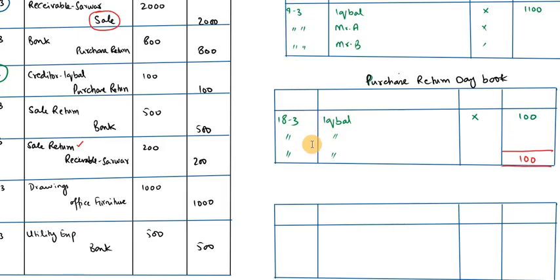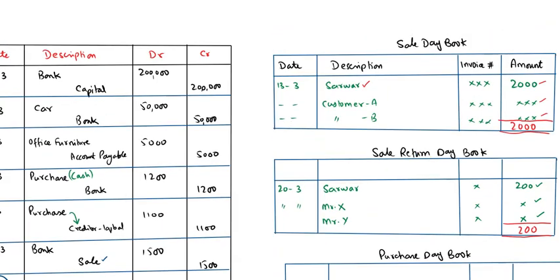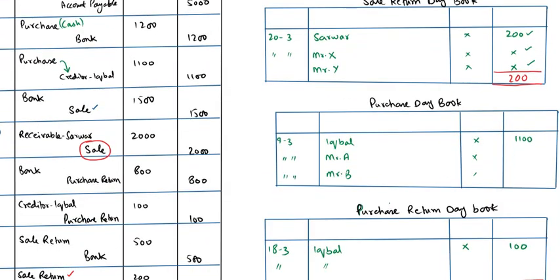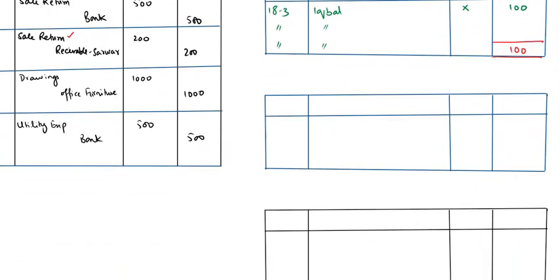So we make the four day books. Number one, sale return, then purchase and purchase return, and finally we'll make the cash day book. In the cash day book we will record a lot of transactions related to cash as well as bank. So this is the cash day book, also called the bank account. It means all cash and bank related transactions we will record in this day book.